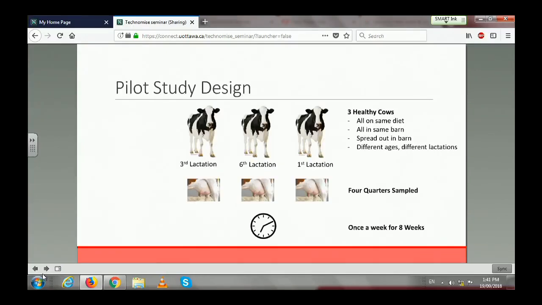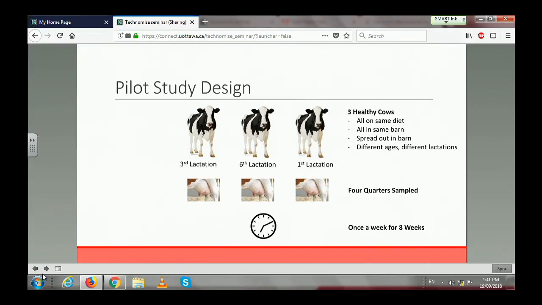So we actually spent some time, and we did it. And it was a really simple study design. We had 3 cows, and once a week we went in and took a sample from each quarter, and we did this every Monday morning for a total of 8 weeks.